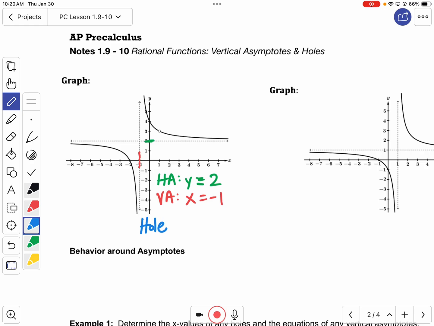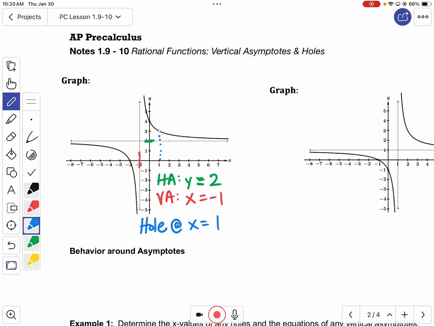Okay, not a trick question. Is there an empty circle somewhere in the graph? Yeah, okay, that's a hole. What x value does it occur at? At x equals 1, okay? So that's what a hole looks like when you graph it.